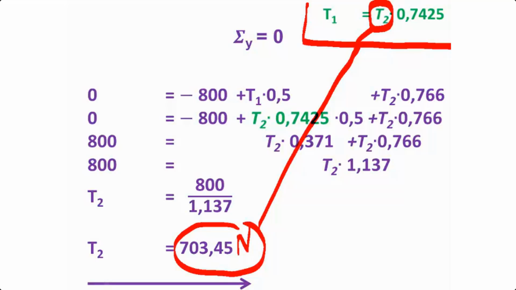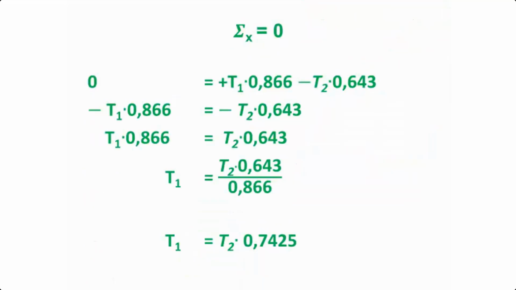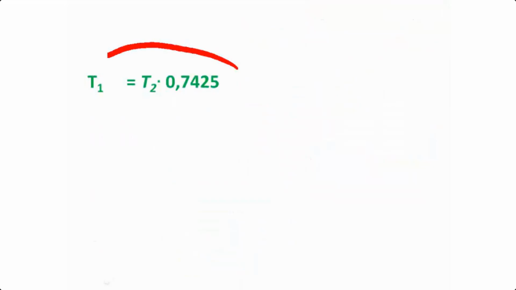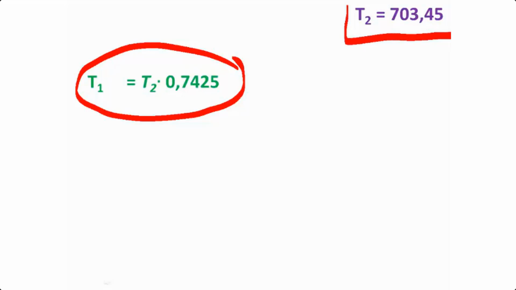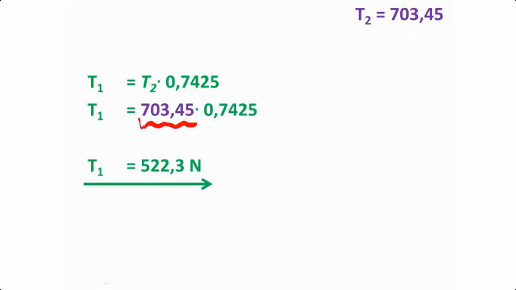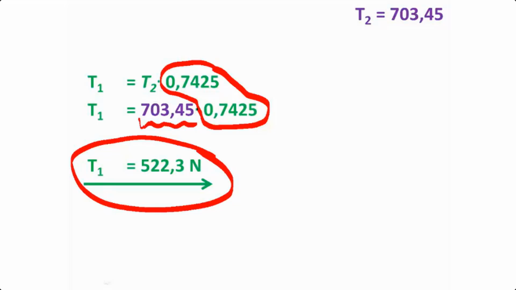And then we can use that fact to find what T1 is, because we can substitute 703,45 into T2 and from that find T1. So let's do that. We've previously seen that T1 is equal to T2 times 0,7425. Look back if you can't remember where we saw that. All we do is substitute this value into there, multiply 703,45 by 0,7425. Do that on your calculator and you should find 522,3.